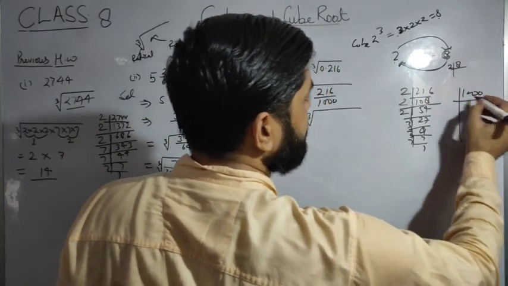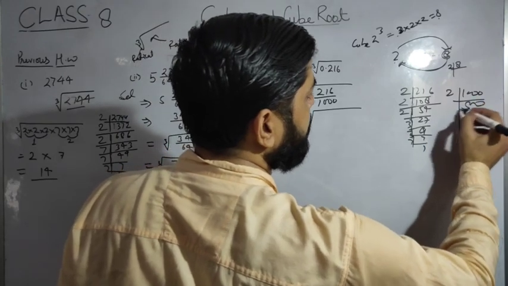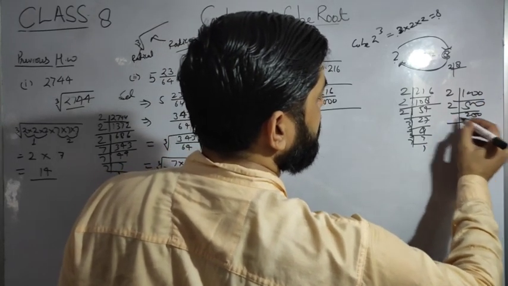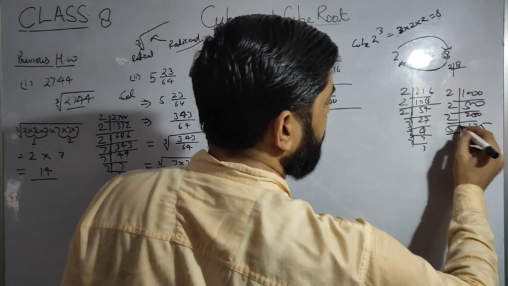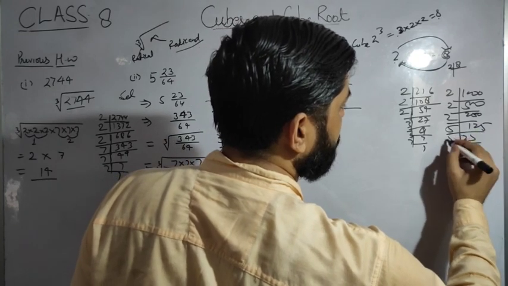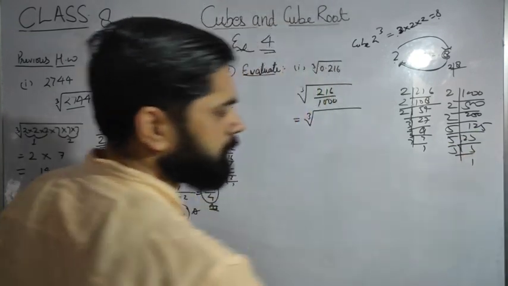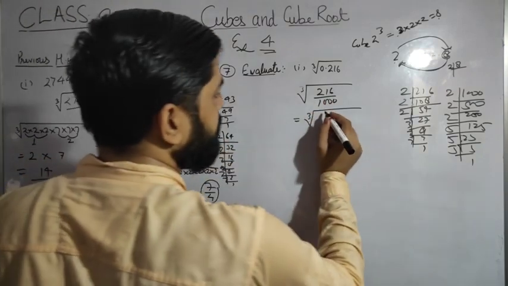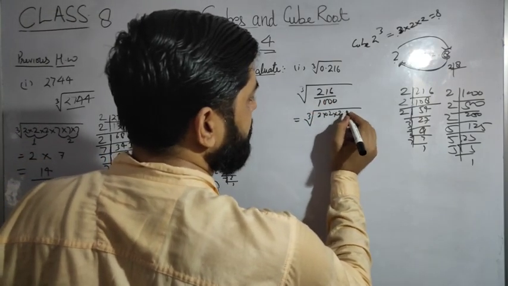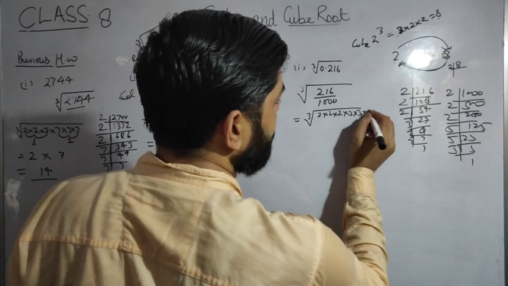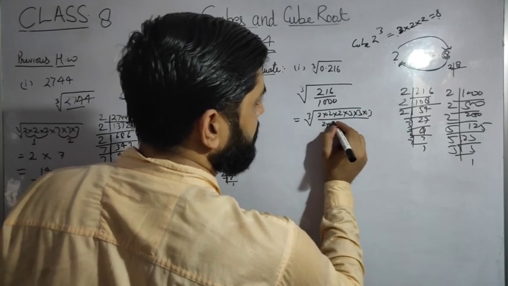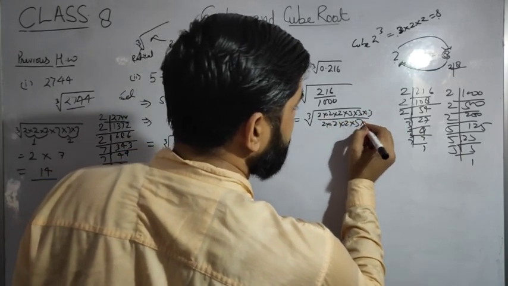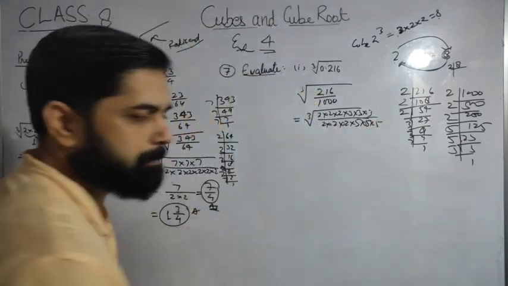So what is the prime factor of 1000? 2 500, 2 250, 2 125, 5 25, then 5 5 and 5 1. Okay, then 2 multiplied by 2 multiplied by 2 multiplied by 3 multiplied by 3 multiplied by 3, over 2 multiplied by 2 multiplied by 2 multiplied by 5 multiplied by 5 multiplied by 5.